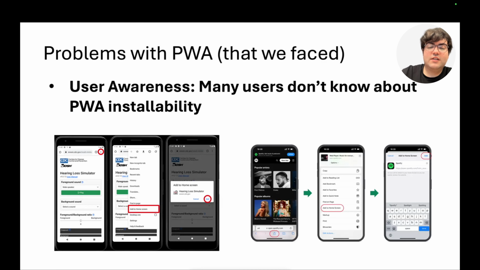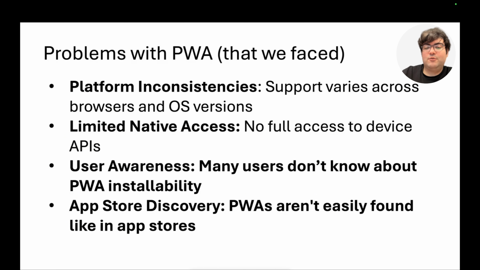Which brings us to the second problem, App Store discovery. Because PWAs are not on the App Stores, we saw that users didn't trust our application, especially when it asked them to go to this website to log into their Apple ID. Because the user just expects, oh, I already logged into my Apple ID, why can't I just go in?